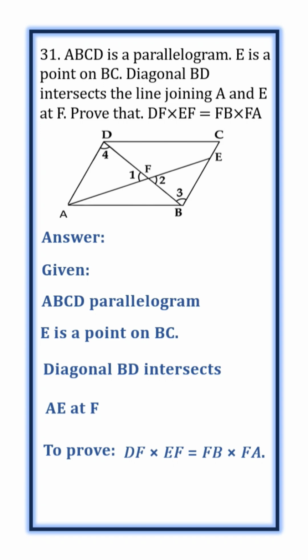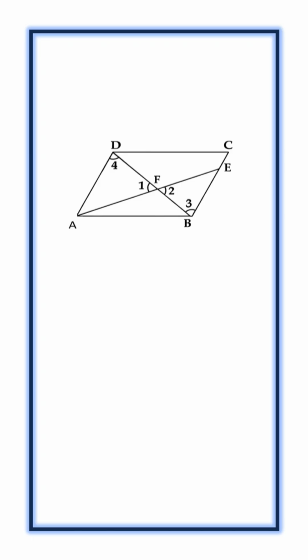DF into EF is equal to FB into FA. Okay. Now let us prove. Now let us select the triangles AFD and the triangle EFB.